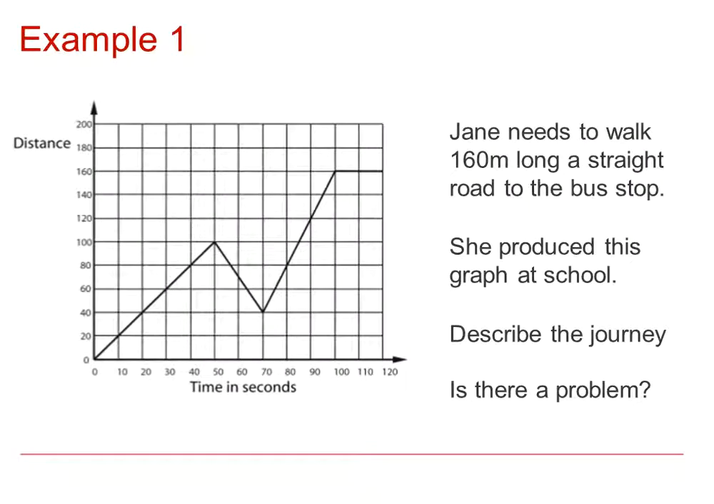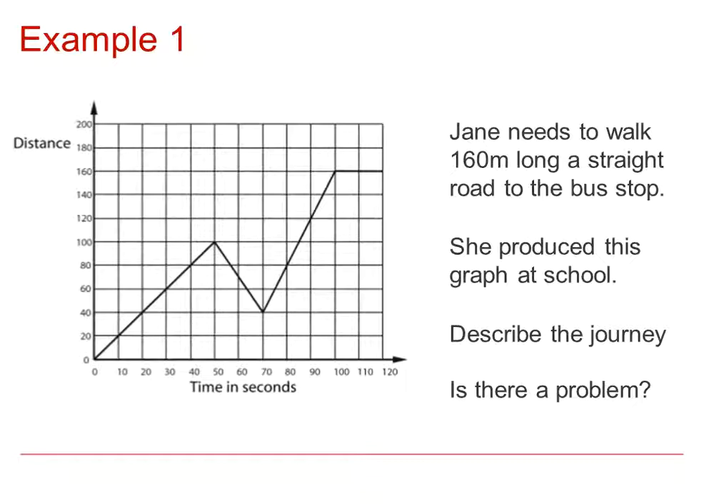So in this example, we have a graph which is showing the journey of Jane, who's got to travel 160 meters along a straight road to a bus stop. She's produced this graph at school to show a journey. Can you see a problem with this?